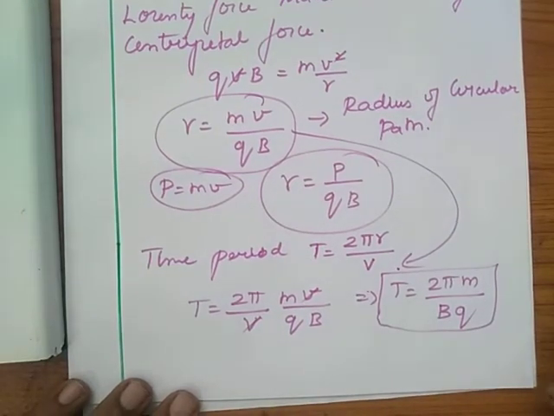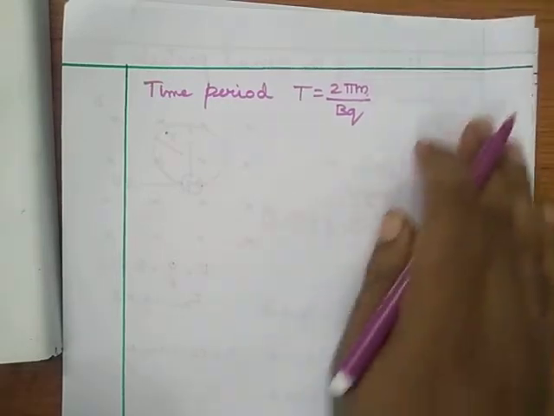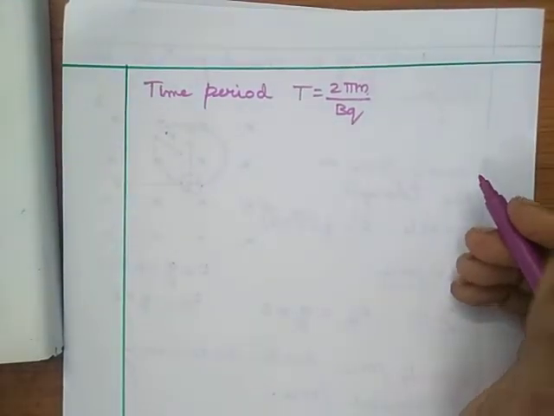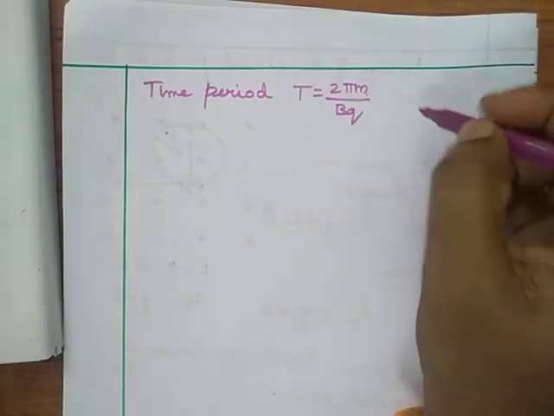Here the time period does not depend on the radius and velocity. The time period depends on the charge to mass ratio. That means it depends on the specific charge of that charge. Here we know T is the time period, then T is equal to 2 pi m by Bq. This is known as the cyclotron period.